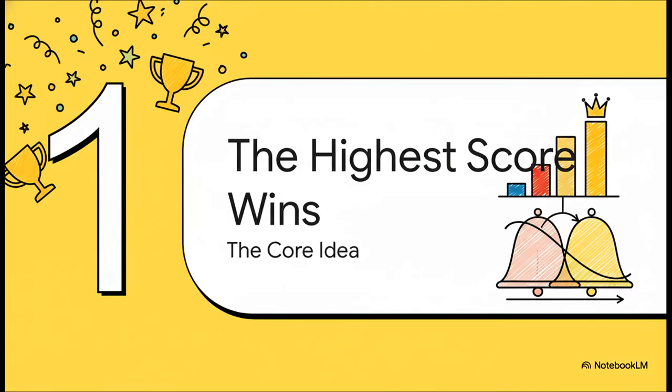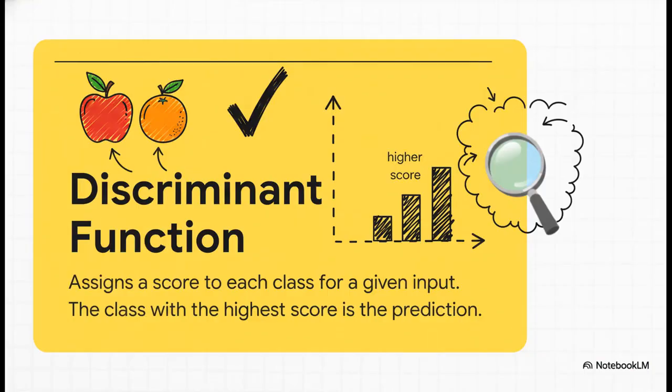When you strip it all down, this entire method is actually based on a really intuitive idea. It's basically a little competition. We use something with a kind of scary-sounding name, a discriminant function. But don't let the name fool you. All this is a rule for calculating a score. So for that new piece of fruit, we calculate a score for apple and a score for orange. Whichever class gets the higher score wins. That's it. That's our prediction.